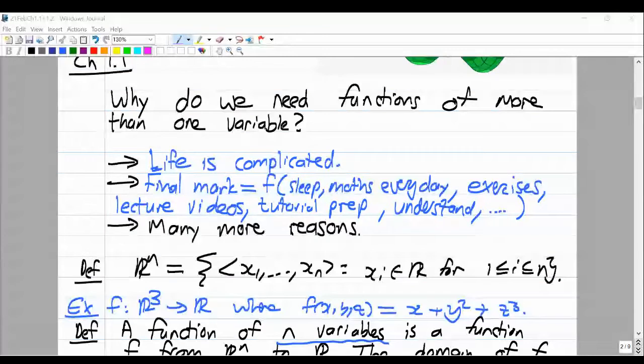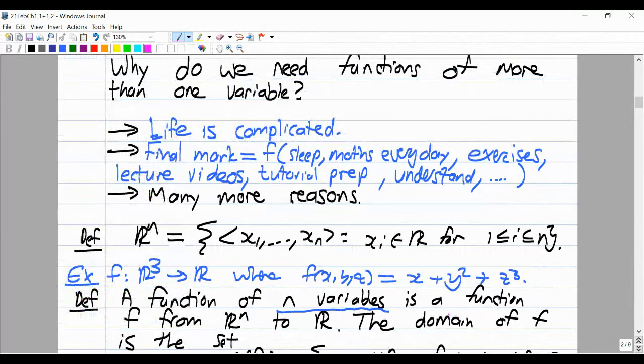Let's now have a definition. A function of n variables is a function f from R^n to R. A function of one variable was from R to R. A function of two variables is from R squared to R. And a function of three variables is from R cubed to R. Here's an example in blue. f is a function from R cubed to R. For every 3D vector (x, y, z), the output is x plus y squared plus z cubed. So a function of n variables has n inputs and one output. Are there any questions? I hope this makes sense.